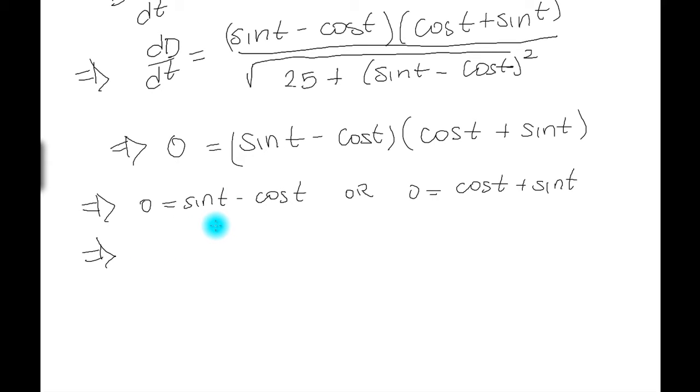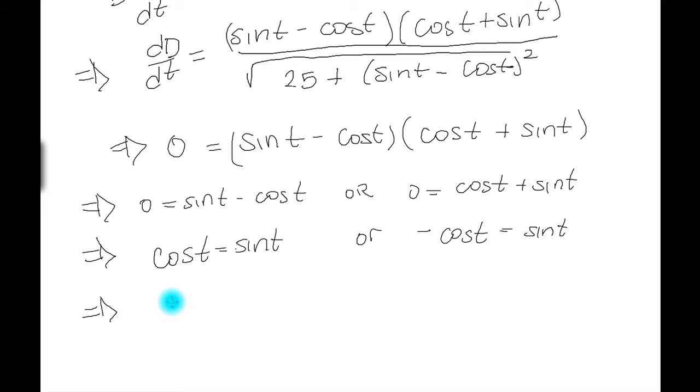Now, if you can see, we have sine of t and cosine of t. So let's relate those together. We have that cosine of t equals sine of t, or minus cosine of t equals sine of t. If we divide by cosine on both sides, we get 1 equals sine of t over cosine of t, or minus 1 equals sine of t divided by cosine of t.